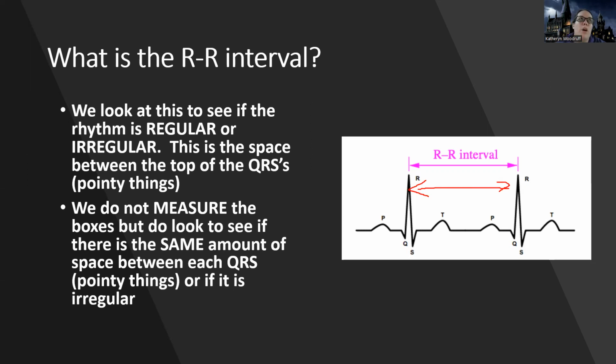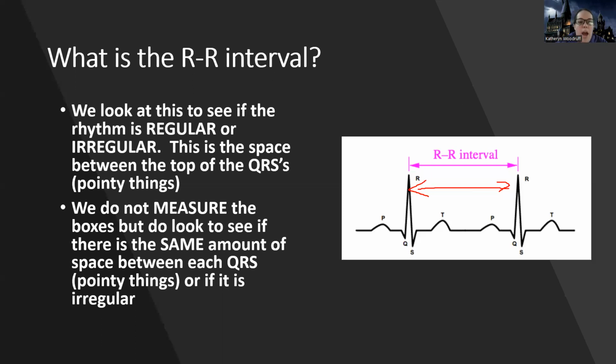So later when we talk about our rhythms, regular or irregular, what we're talking about here is that there is the same space in between each of the pointy things. In other words, it should march. When I say it marches out, I mean it's the same space. Because if you listen to someone's heartbeat, it's not supposed to be irregular. It should be very like bump, bump, bump, bump, bump, bump. It's very musical, rhythmic.